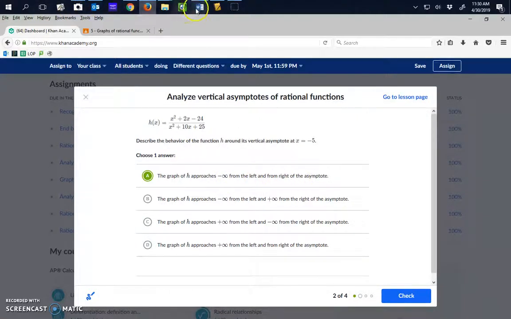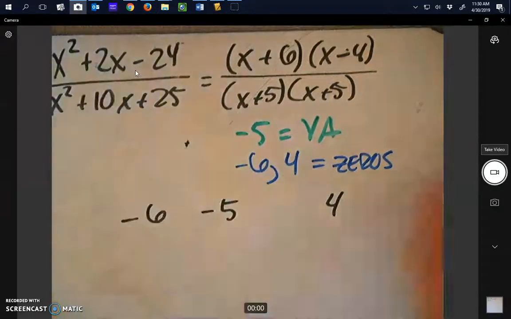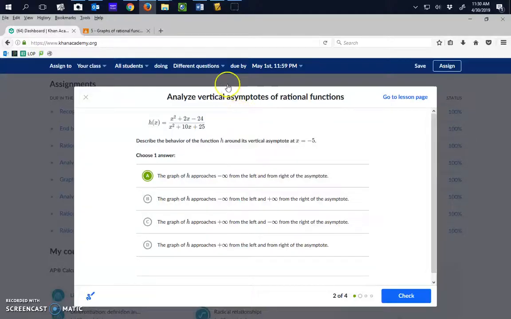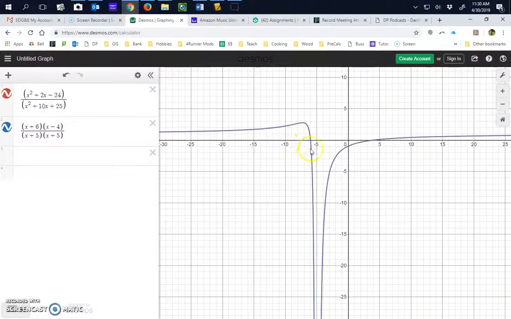But let's look at how we solve it without graphing. Because negative 6 is a zero, our graph crosses the x-axis at negative 6. If we were to pick a number on this side of negative 6, it would be in positive territory, which would give us a wrong answer. So we have to pick a number after this zero and before our vertical asymptote, any number between negative 6 and negative 5. The issue is just going to be a decimal. I always go with the one right in the middle, which would be negative 5.5.